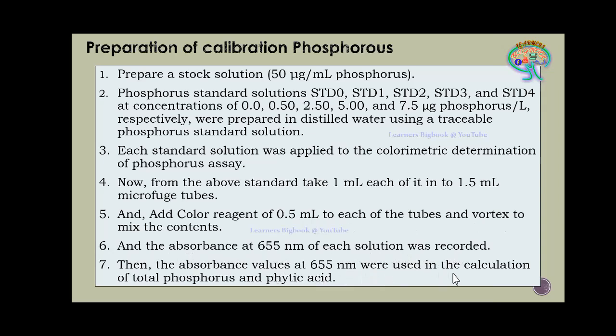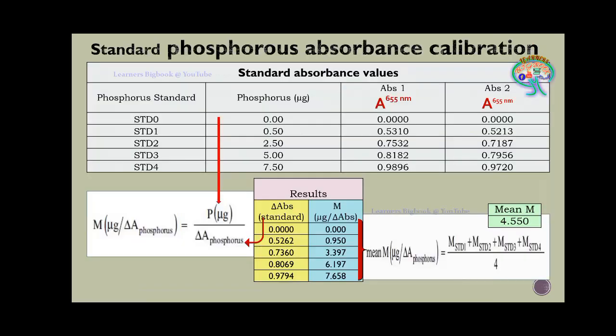So you are going to record the absorbance, and the absorbance values at 655 nanometer will be considered for the further calculation. Now in the next slide you can see we have tabulated the absorbances of the phosphorus standards as we have labeled: standard blank, standard 1, standard 2, standard 3, standard 4. Now you can see the concentrations which I have taken.